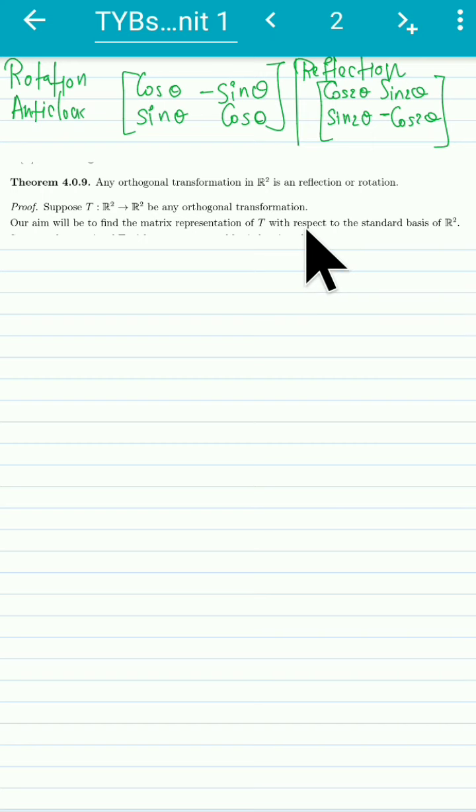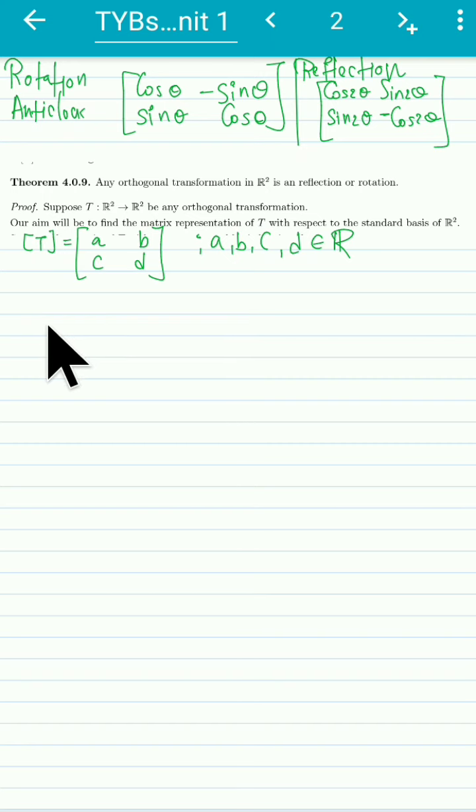Okay, let us start the proof. Let T from R2 to R2 be any orthogonal transformation. Our aim will be to find the matrix representation of T with respect to the standard basis. Let us consider the matrix representation of T with the standard basis to be [A, B; C, D], where A, B, C, D will be some real numbers. Correct?